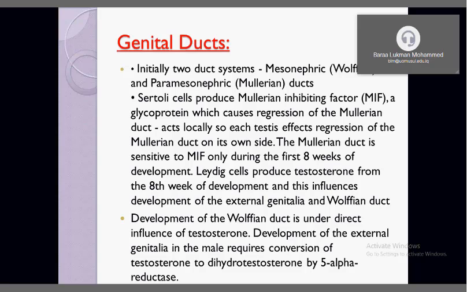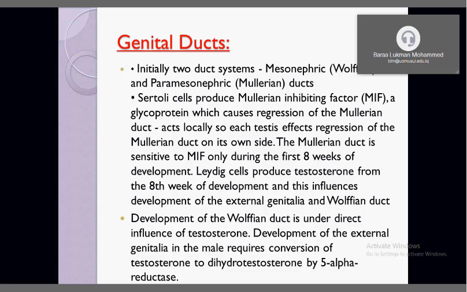We'll talk first about Mullerian inhibitory factor. This is a substance produced by a Sertoli cell. It is a glycoprotein. From its name, Mullerian inhibiting factor, it inhibits. Inhibit what? Inhibit the Mullerian duct. So when this substance is present, there will be a regression of the Mullerian or paramesonephric duct. So this duct will disappear. And it acts locally on each testis.